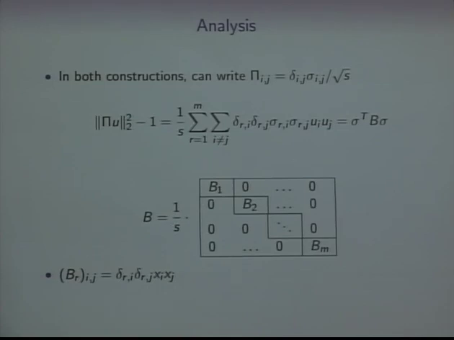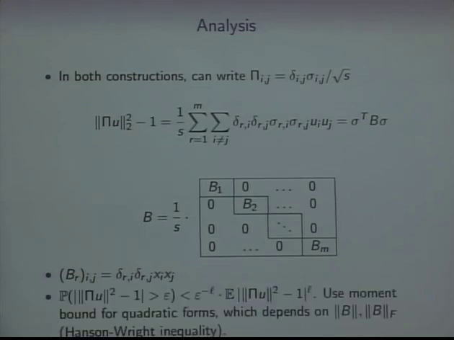Okay, and you can write out what this matrix B is. So there's a closed form. Here I said u, here I said x, so x and u are the same thing. Sorry about that notational confusion. And the bottom line is the probability that this thing's bigger than epsilon is the same thing as saying the probability that this quadratic form deviates from its expectation.